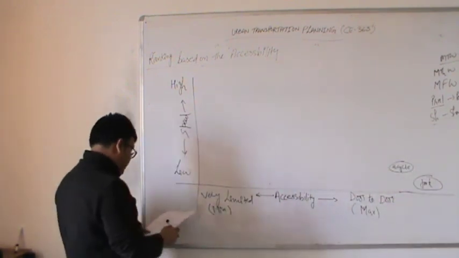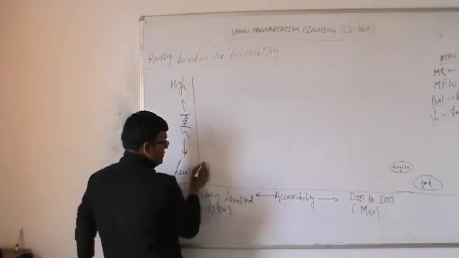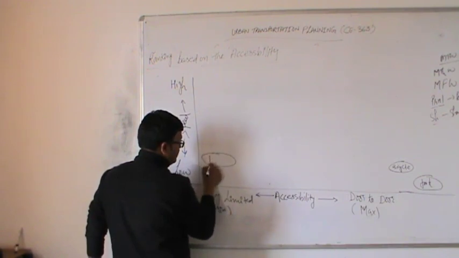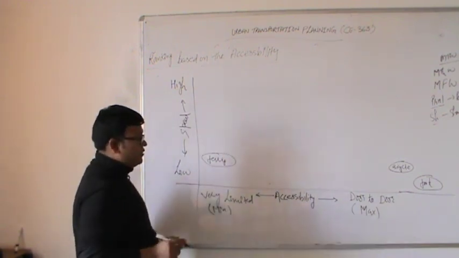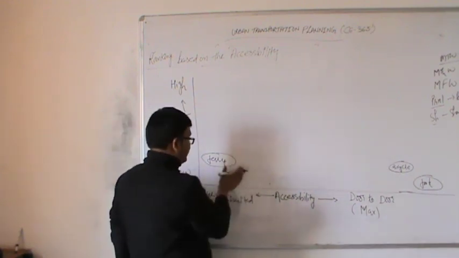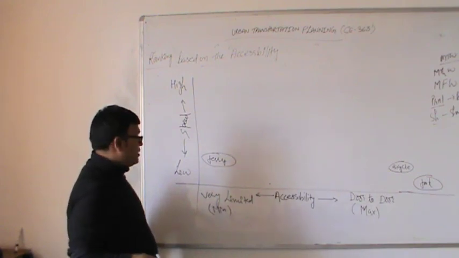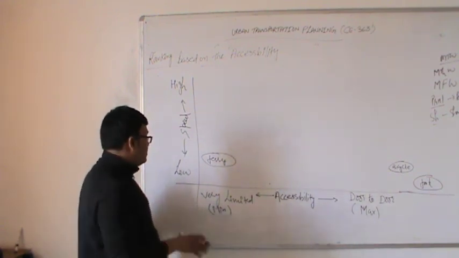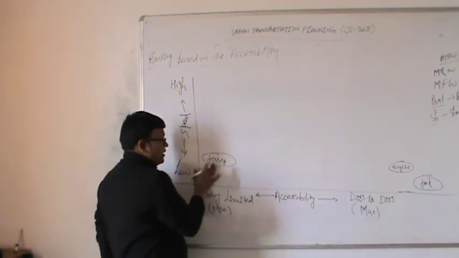Then we will start with the ferry. We can keep it somewhere here because the accessibility for the ferry is very less. We have taken it a little bit more than the bicycle, as we can utilize it where the water body is available, where the water can be used as a medium of transport, then only the ferry can be used. So accessibility for this will be very less. So we have marked it here.